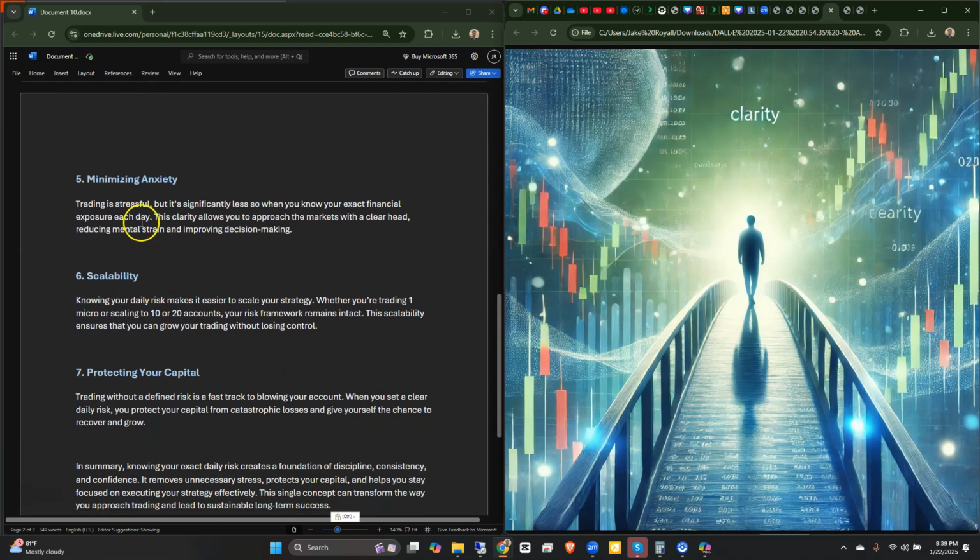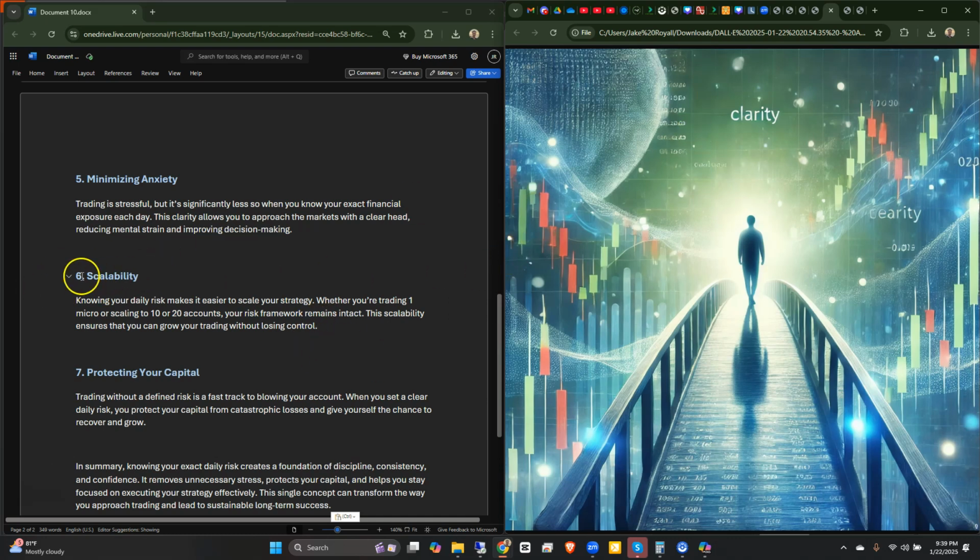Number 5, minimizing anxiety. This is it right here. Man, so much less anxiety knowing what my dollar amount risk is per day. Trading is stressful. Yes, it is. But it's significantly less so when you know your exact financial exposure each day. This clarity allows you to approach the markets with a clear head, reducing mental strain and therefore improving decision making.